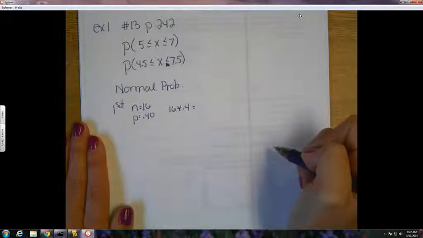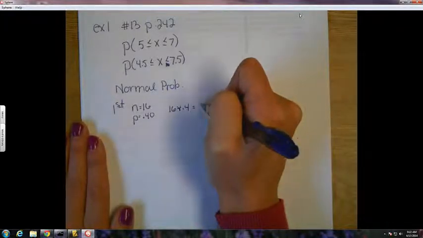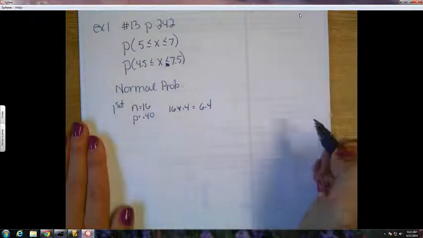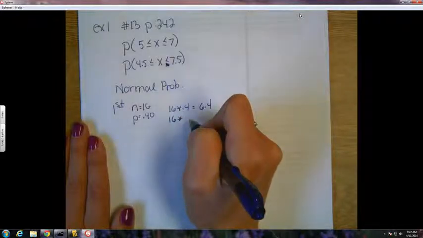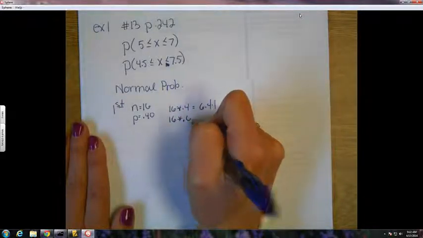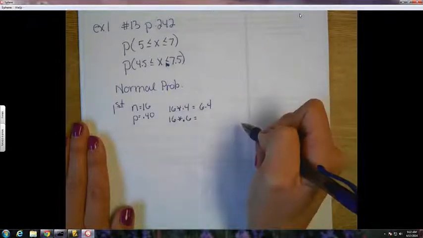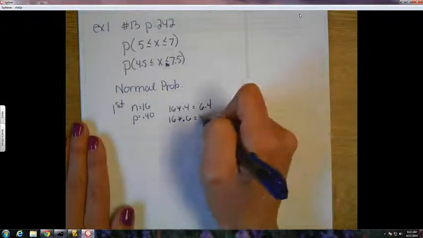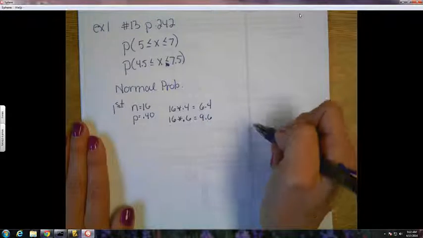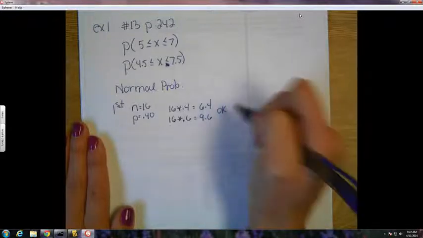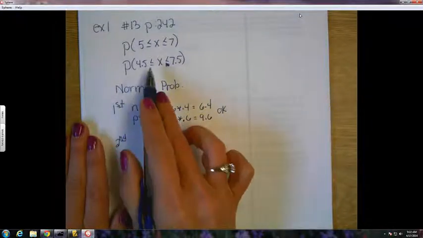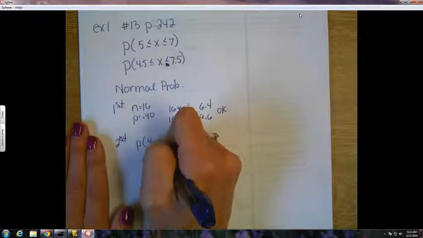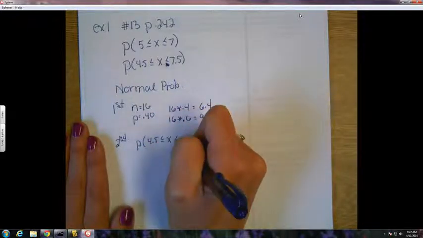6.4. And then what's the other part of the check? 16 times 0.6, the probability of a failure. And that is 9.6. So are we good to go with the normal? Okay. The second step is to make the correction for continuity. We've already done that up here. So it's just that P of 4.5 less than or equal to x less than or equal to 7.5.